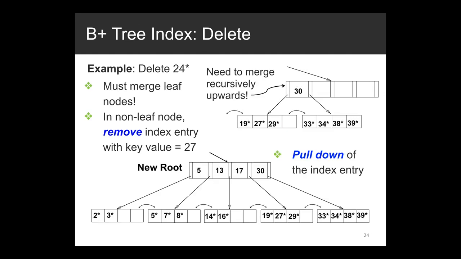The pull down of the index entry means you take an index key from the parent and then merge it with your sibling, and then now you have a set of index keys. If that parent happens to be the root and it has only 1 index key, the root is merged with its children, and therefore the height goes down by 1. Okay, so this is your delete operation, and in project 2 you will be asked to implement the insert and the delete operations. So go and read the textbook to make sure you understand this correctly, and then you'll have to be implementing this in project 2.